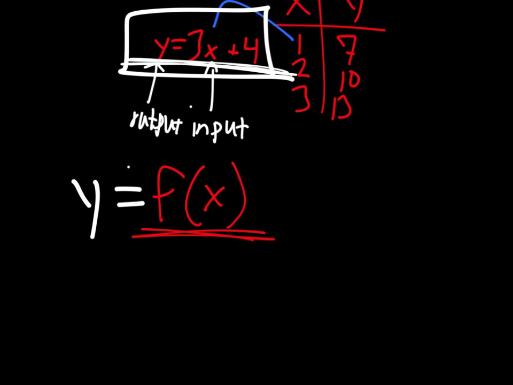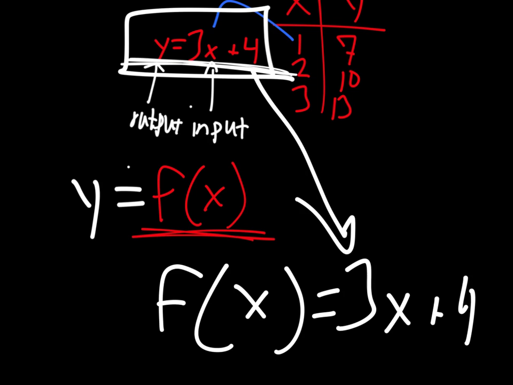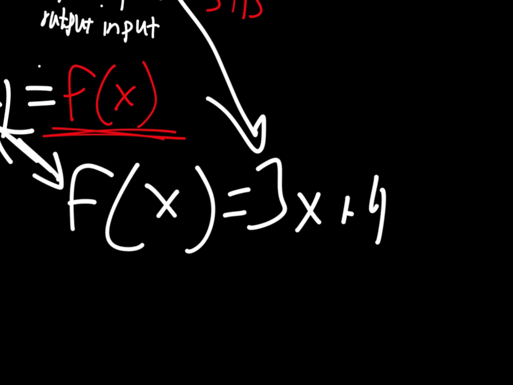But anyways, so you have y equals f of x. That is the exact same thing. So I can write f of x equals 3x plus 4. And now you have the exact same thing. It's only rewritten because this changed, okay? So let's go down. That's called function notation, okay?